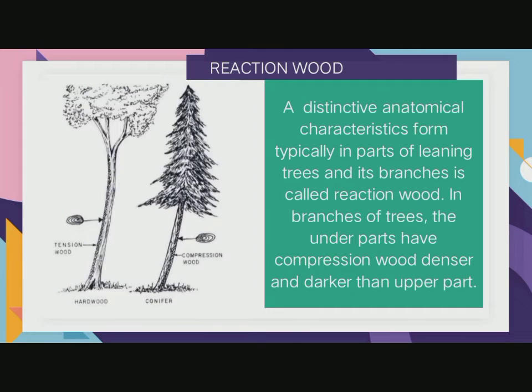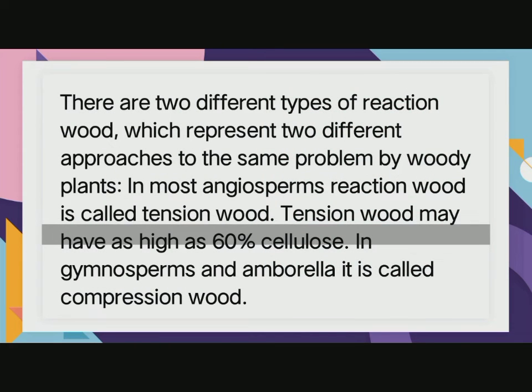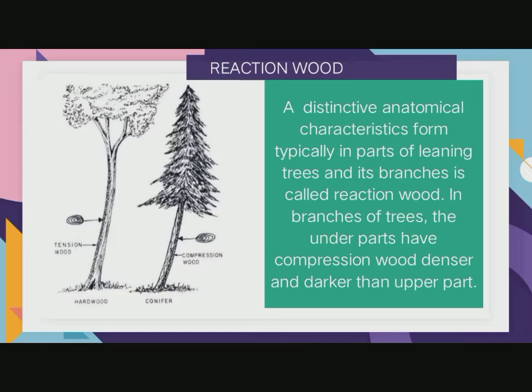A distinctive anatomical characteristic formed typically in parts of leaning trees and their branches is called reaction wood. In branches of trees, the underparts have compression wood, denser and darker than the upper part. So there are two different types of reaction wood. As you can see at the left side, it is labeled there, the tension wood and the compression wood.